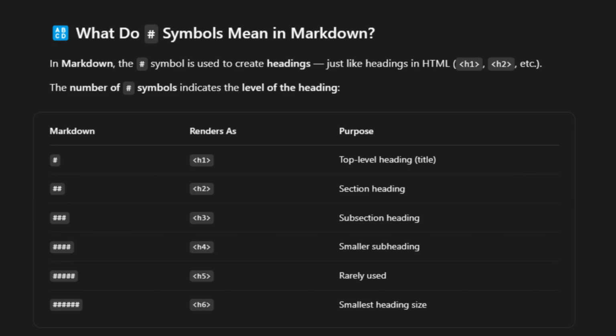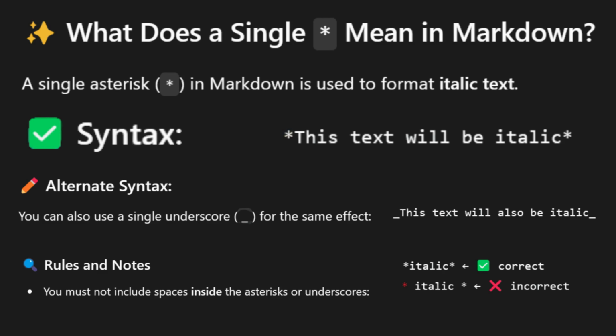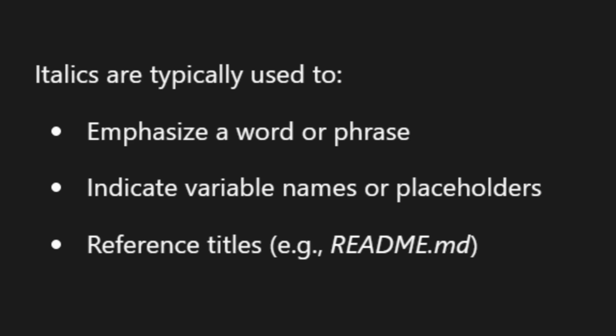Other basic Markdown things you can do is put a double asterisk on both sides of a word or phrase, and that is telling Markdown this is bold. This is what I want to be bold text. A single asterisk is just saying you want that to be italic. And that is when you put the single asterisk on the front and the end.